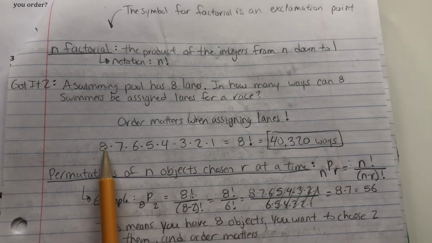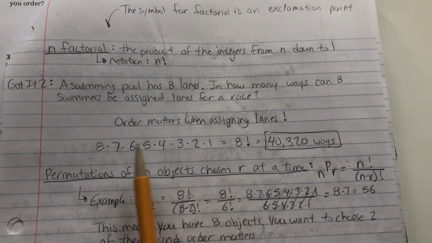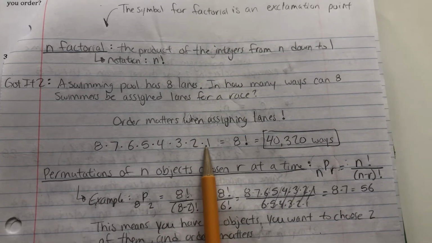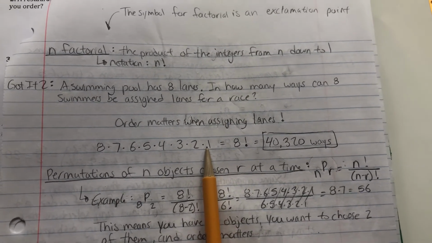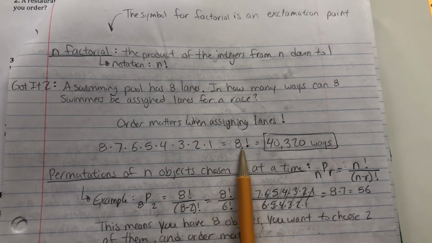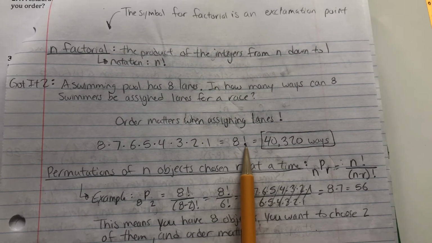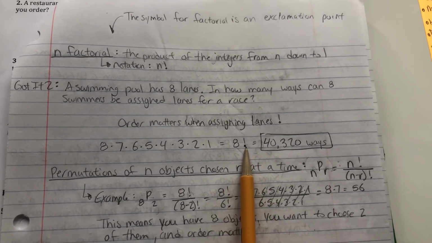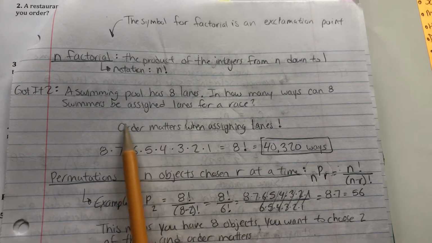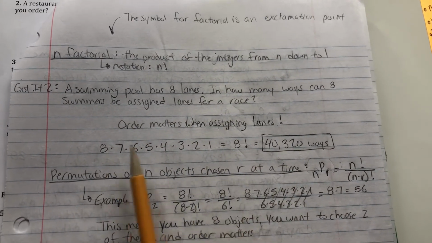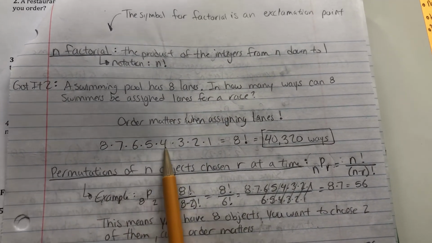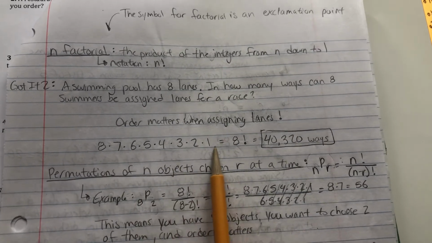So we can either think of it as a permutation like we did in the last example with the passcodes, or you can think of it as, well, this means 8 factorial. Anytime you're trying to find a specific number in a specific order, it's factorial. 8 times 7 times 6 times 5 times 4 times 3 times 2 times 1.